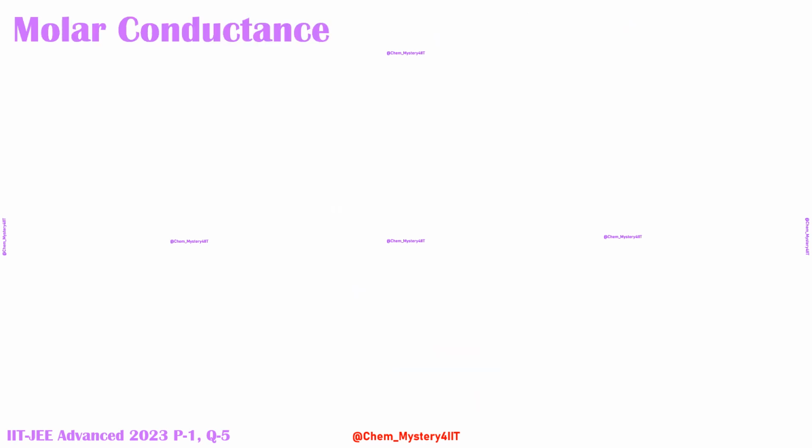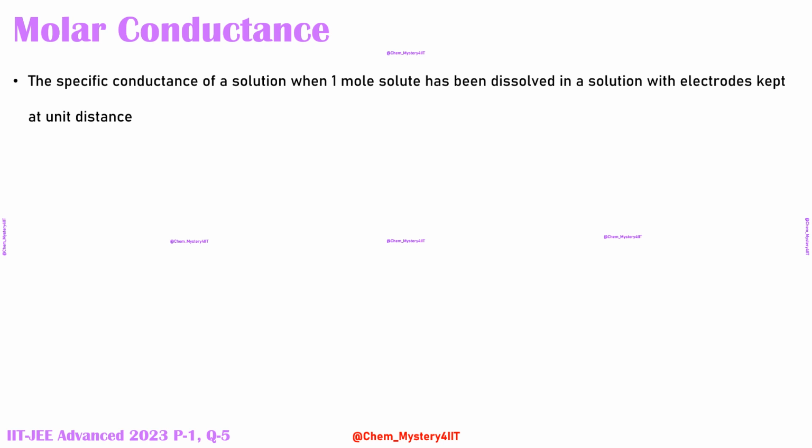Now talking about the molar conductance. What molar conductance is, the way we defined it, is the specific conductance of a solution if you keep 1 mole of solute dissolved in a solution with electrodes kept at unit distance. Usually when we are doing experiments in the lab, we keep these units as CGS units. The reason is we cannot afford having 1 meter cube of a solution for an electrode. That will be a huge wastage of chemicals. There will be a big problem in passing current and doing all the calculations which may be involved.